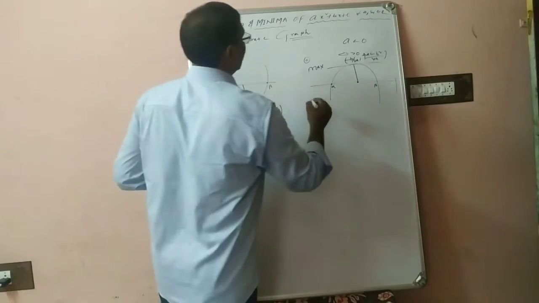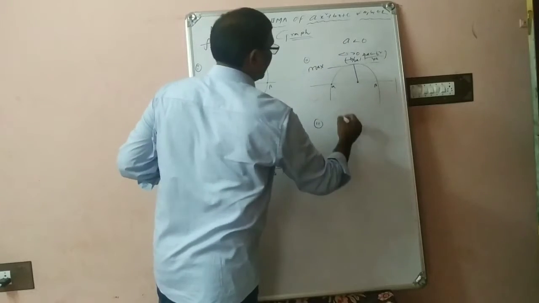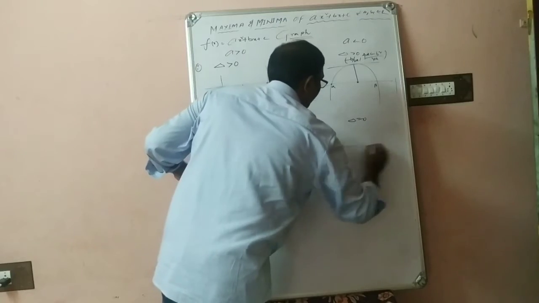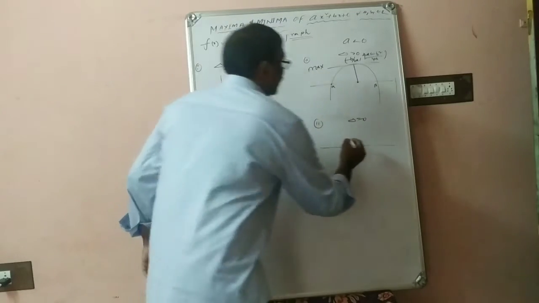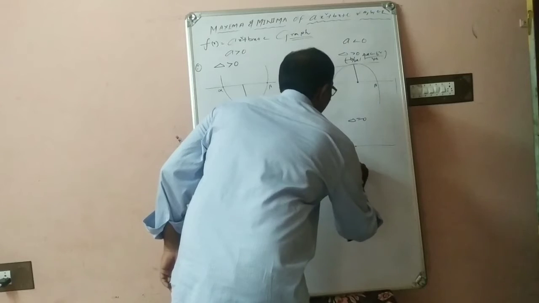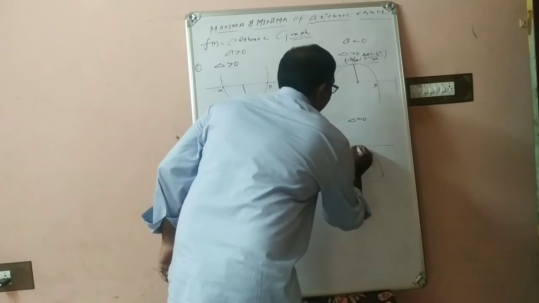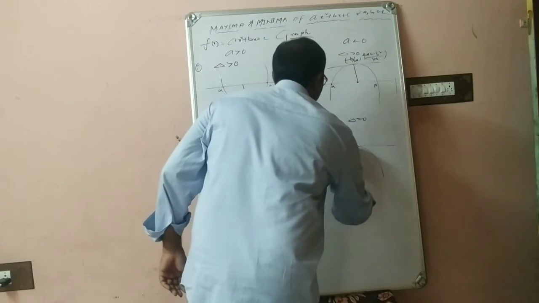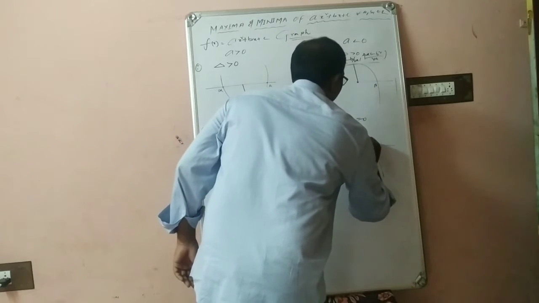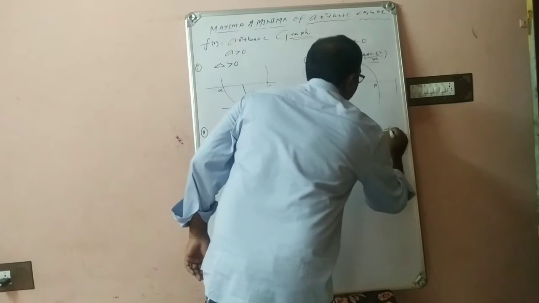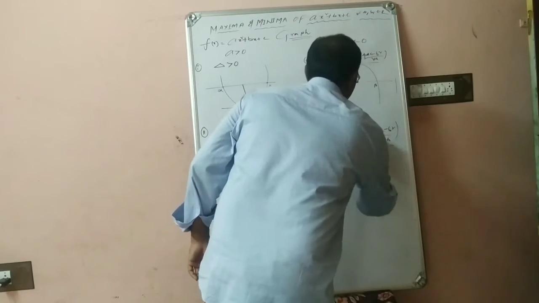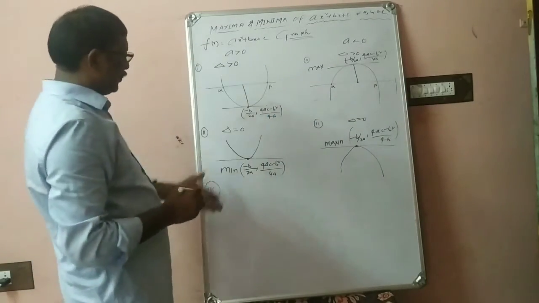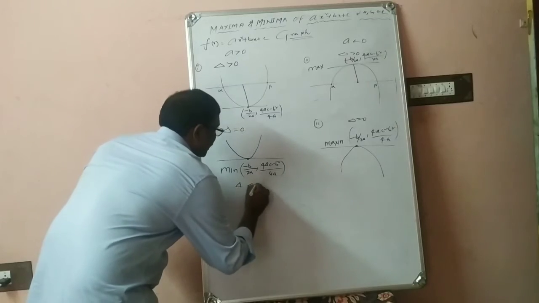Coming to the other case, a negative and delta is equal to 0. You will get a less than 0, a downward parabola, but this downward parabola has equal roots, the same roots, alpha and alpha. So this downward parabola will touch the x-axis at a single point. There you will get the maximum value, at minus b by 2a, comma, (4ac minus b square) by 4a. In this case, the maximum and minimum are zeros.